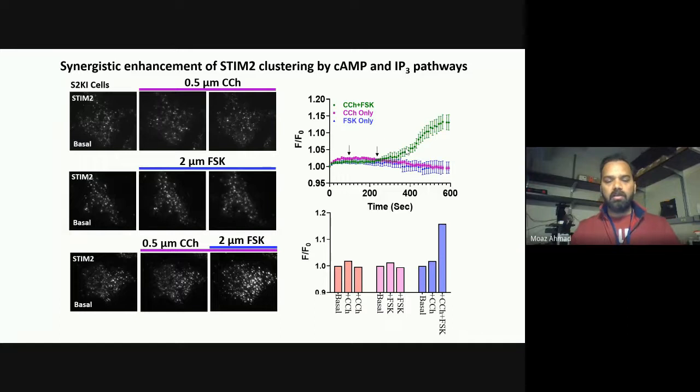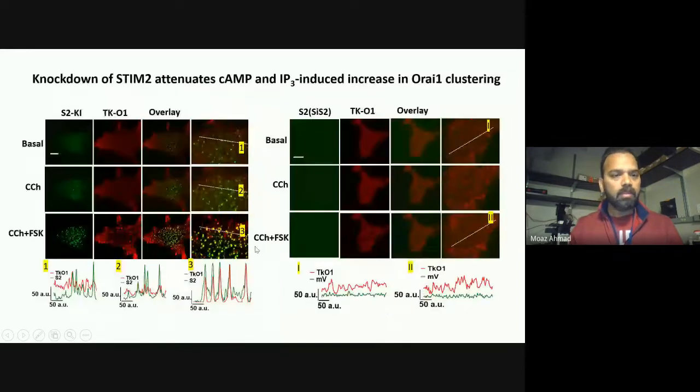So next, based on this observation, we wanted to know what happens to the ORAI1 clusters and STIM1 clusters under these synergistic stimuli. In the subsequent slides, I will refer to these two concentrations of the compounds together as a synergistic stimulus. To test the ORAI1 clusters, we expressed TK ORAI1 in the Stim2 knock-in cells, and under the basal condition, we see that there are no ORAI1 clusters, which is expected. When we used 0.5 micromolar carbachol, there is no increase in Stim2 and ORAI clusters. But when we use the synergistic condition, clearly there is an increase in Stim2 clusters and also ORAI1 clusters, and these two are perfectly co-localizing, which can be seen in the line scan data here.